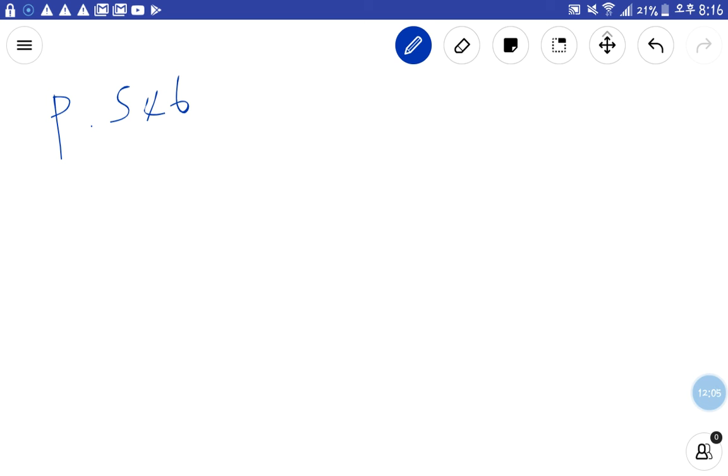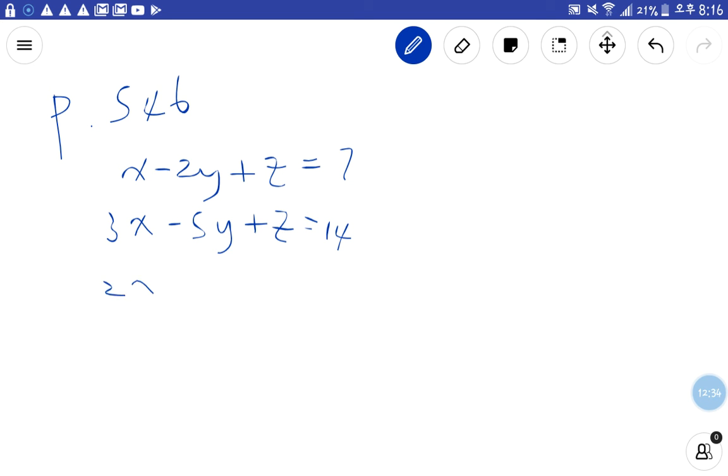You guys already did the BPR, right? So you can see that the augmented matrix and coefficient matrix are what you need to know first. There is a given system, which is example 2, so I may use that one again: x minus 2y plus z equals 7, 3x minus 5y plus z equals 14, and 2x minus 2y minus z equals 3.